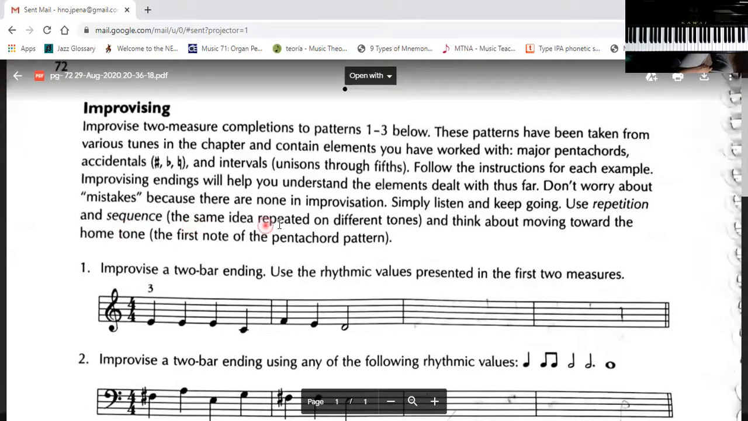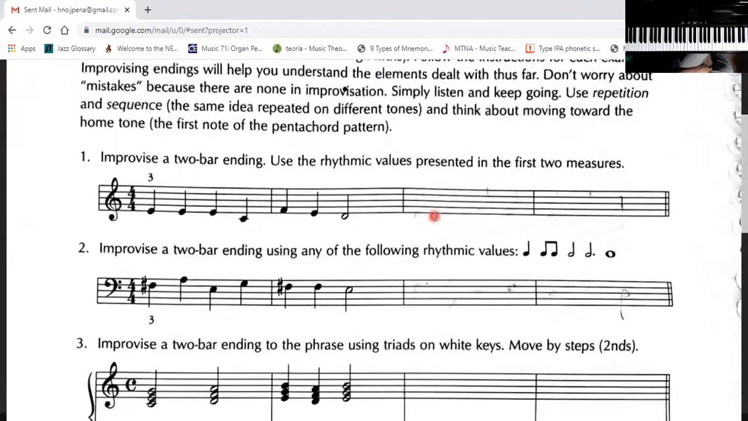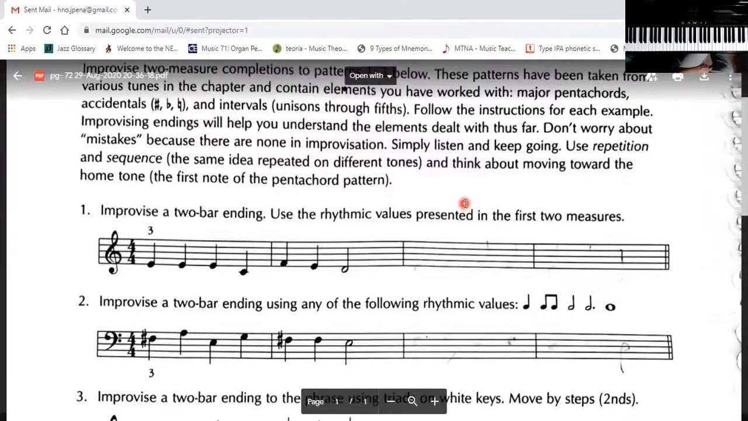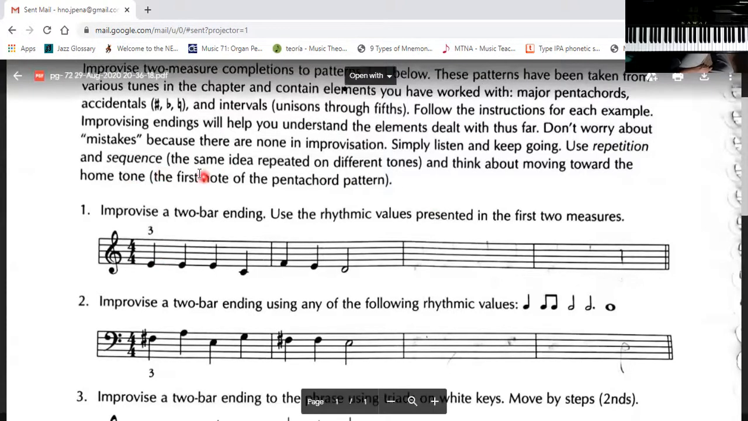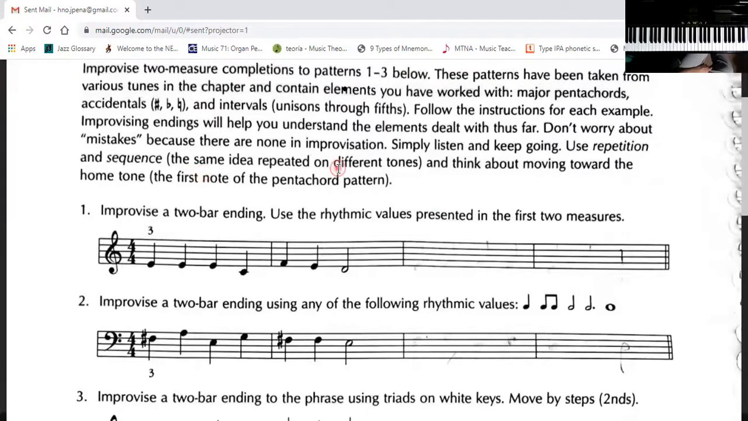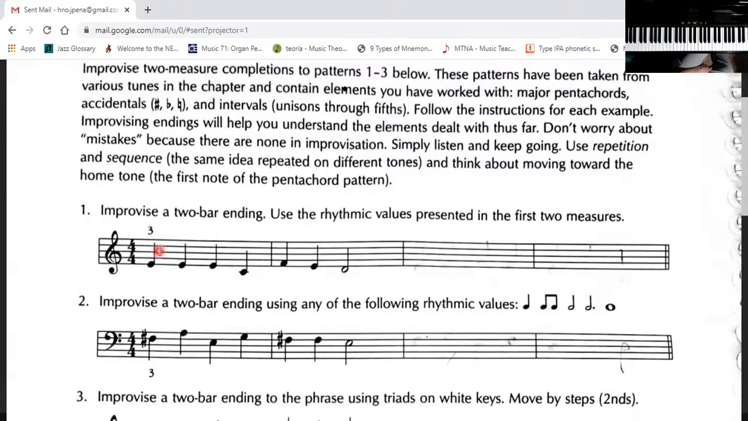Let's take a look at the next technique, called sequence. A sequence is the same idea repeated on different tones. One thing to keep in mind when we play our answer is to think about moving toward the home tone, or the tonic note. In number 1, it's obviously going to be C. A sequence is kind of like repetition, although it will start on a different note and probably end on a different note.